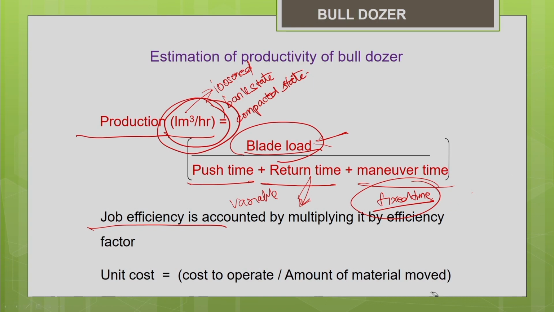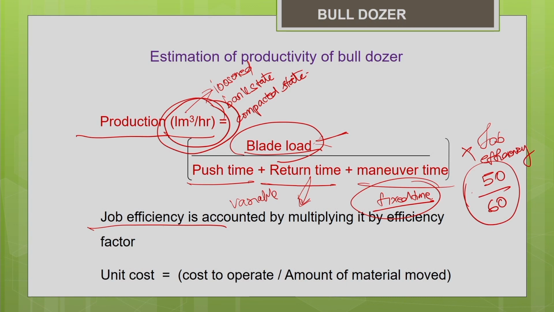So, how much time is the machine operated in an hour? That is what is called the working efficiency or job efficiency, which you have to take into account and multiply the productivity by. How do you multiply? Say my machine is working for 50 minutes in an hour, then 50 divided by 60. This is my efficiency factor. You have to multiply the productivity obtained with this efficiency factor.